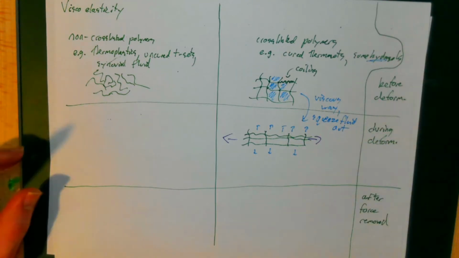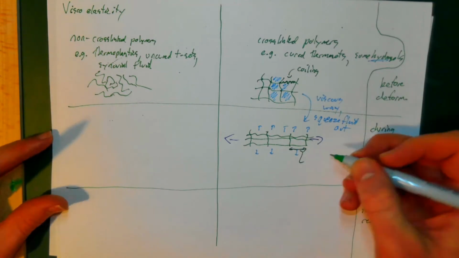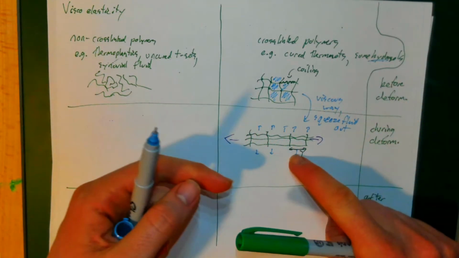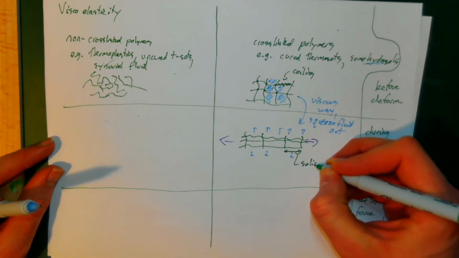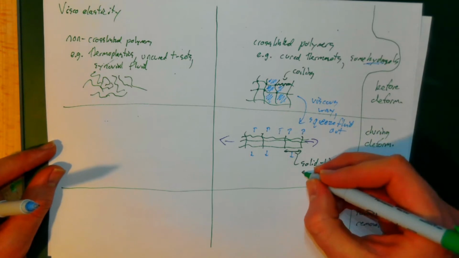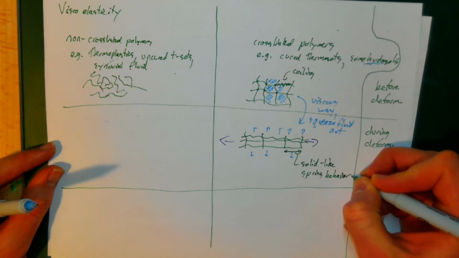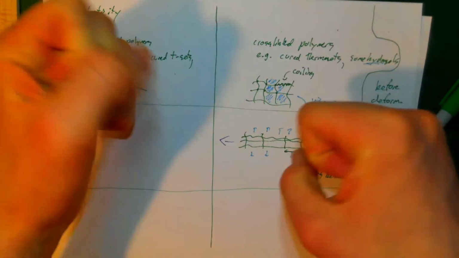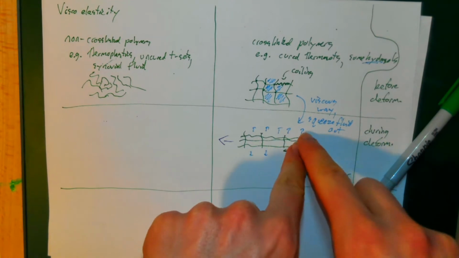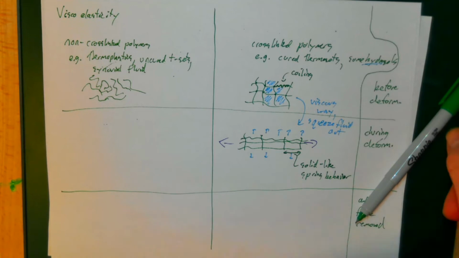Until I've reached this point right here, and once I've stretched out the polymer coils enough, then the springiness of the polymer network takes up the load. So then solid-like spring behavior right here. Anyone who's washed dishes might have a sponge or a cloth, and you can pull or twist or squeeze a sponge to wring out the fluid between the things in your sponge. That's essentially what's going on here, just at a molecular level.